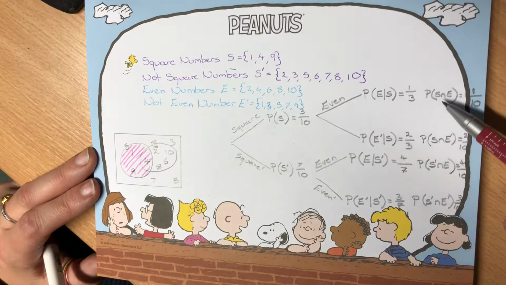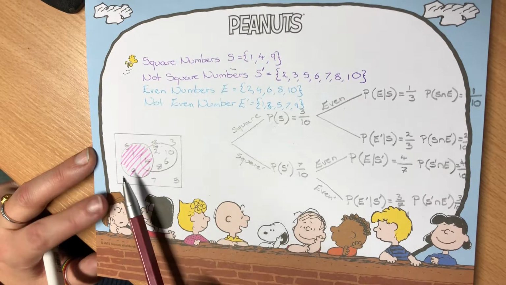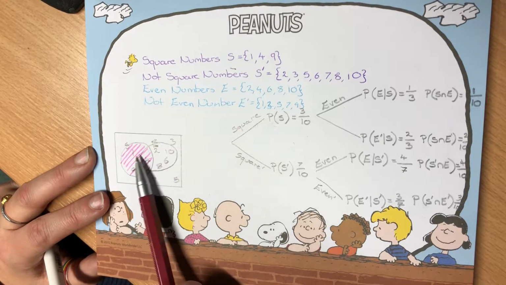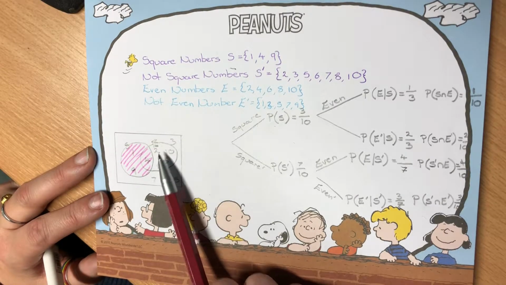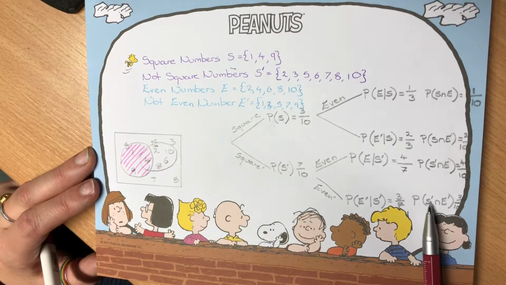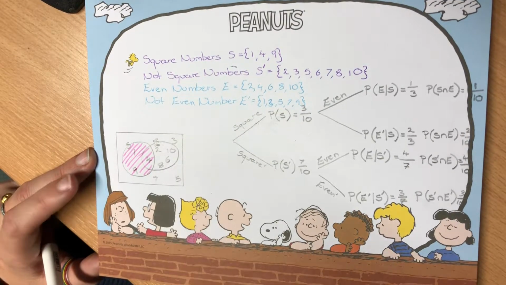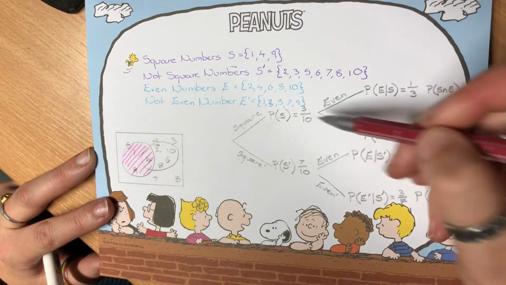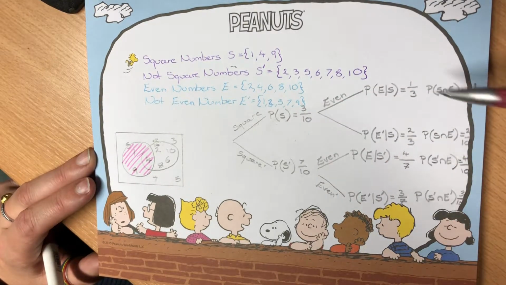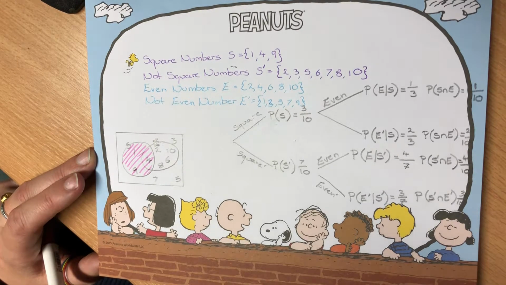And all of these options together at the end will also add to 1, because the options that we're looking at are either square and even, which is the 4, square and not even, which is the 1 and 9, not square and even, so 2, 6, 8, 10, or not square and not even, which is 3, 5, 7. So each split is always going to add together to give you 1. Hopefully that helps.